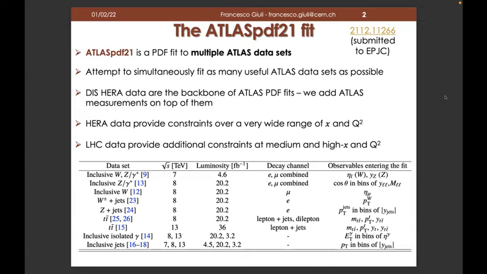Of course, the DIS HERA data are the backbone of our PDF fits, and we added ATLAS measurements from different square root of energies on top of them. HERA is the backbone of our ATLAS PDF fit because it provides a constraint on a wide range of x and Q squared, while the LHC data provide additional constraint in the medium and high x and Q squared range. In slide number 2, you have a table with all the datasets and the distributions entering the fit, with the square root of energies and the corresponding luminosities.